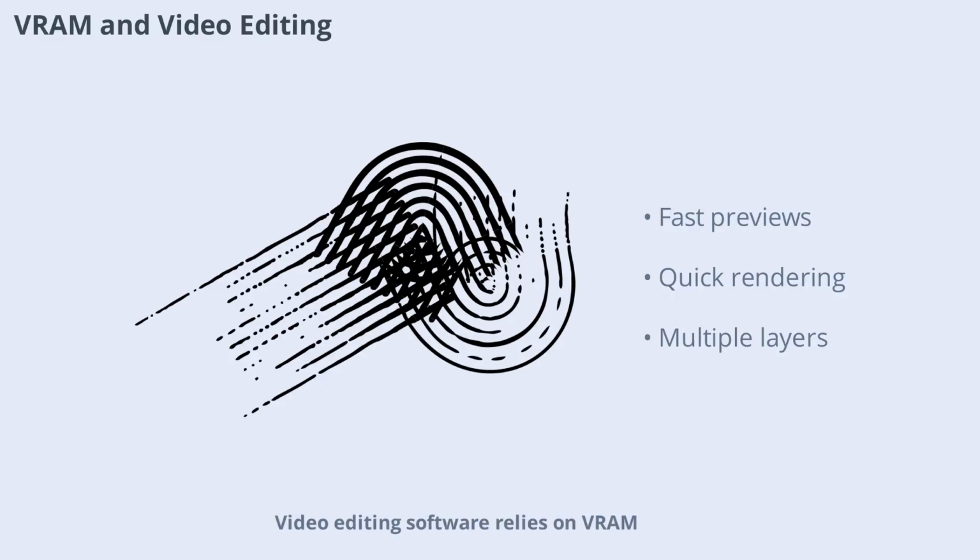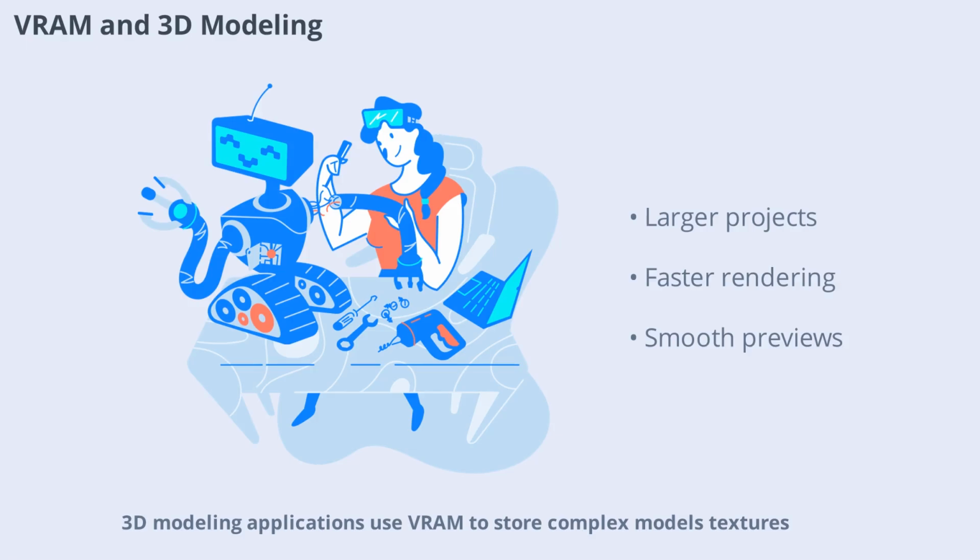Video editing software relies on VRAM to handle high-resolution footage and complex effects. With more VRAM, you can preview and render videos faster, work with multiple layers, and apply effects without lag. This makes VRAM an essential component for anyone serious about video production. 3D modeling applications use VRAM to store complex models, textures, and lighting information.